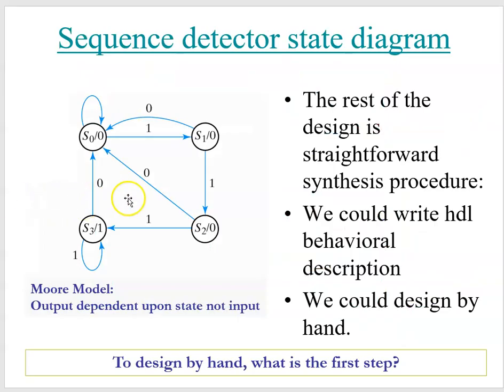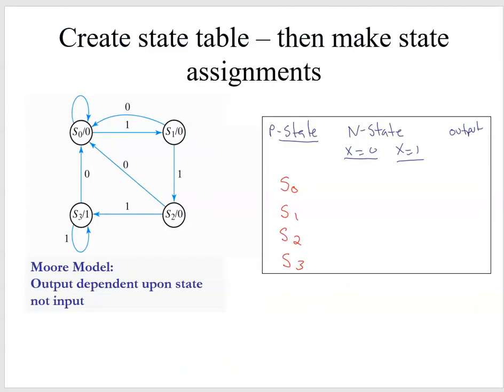So what we've come up with is this state machine. It's a Moore model. The output's dependent upon the state only. And the rest of the design at this point is straightforward. We could use our synthesis procedure. We could write an HDL behavioral description. And we could design it by hand. So if we were going to design by hand, which is what we've learned to do, the next step would be to make a state table.